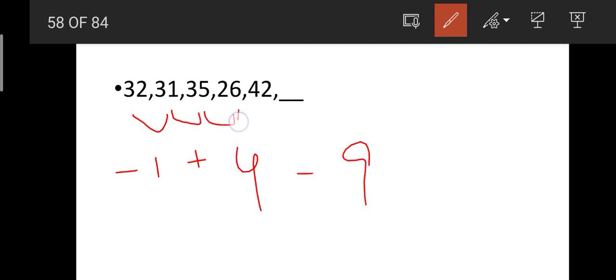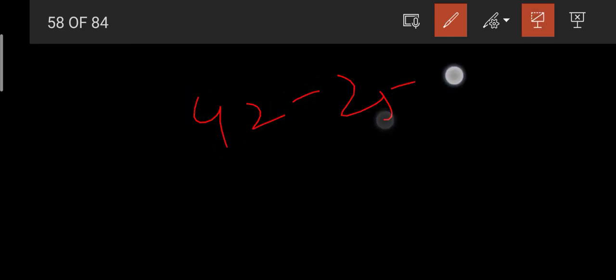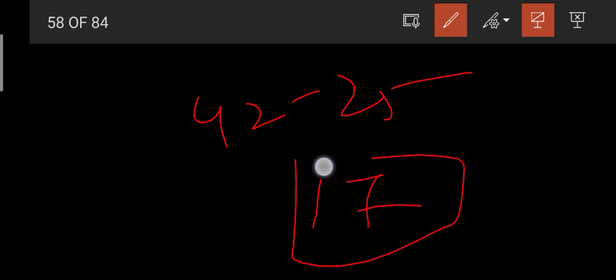Okay friends, this is also an alternative question. The difference is -1, here +4, and coming to here -9, and the difference between these two is +16. You can observe here, it is just the square of natural numbers 1, 2, 3, 4, but they have taken alternatively the addition and the subtraction of the numbers. So to get our answer, next we should subtract 5 square, nothing but 25. Okay, if we subtract 25 from 42, then our answer will be 17, isn't that?